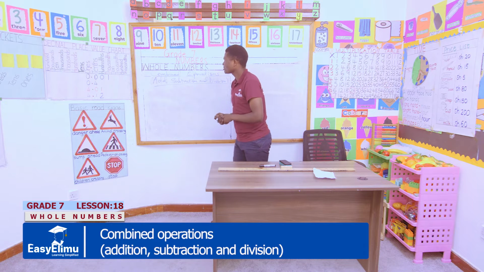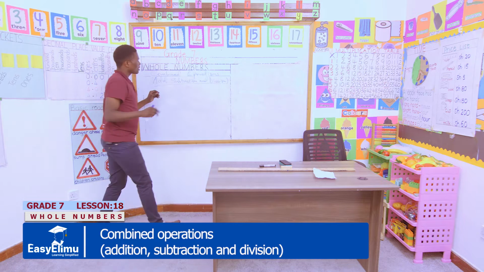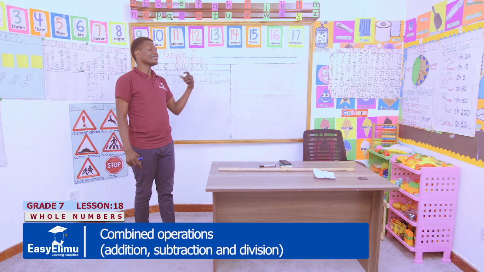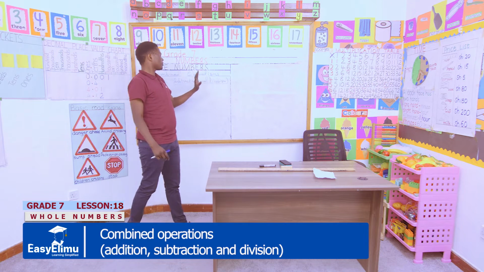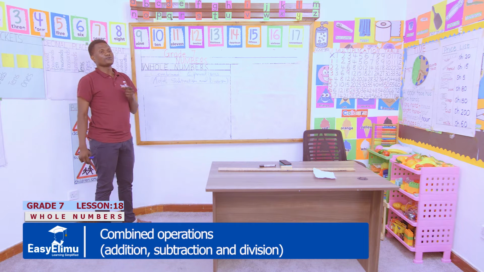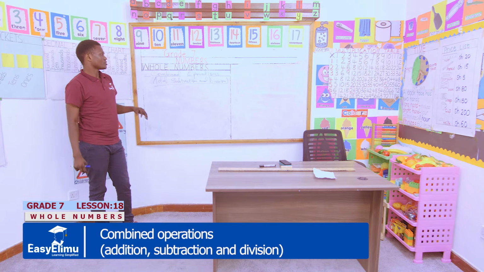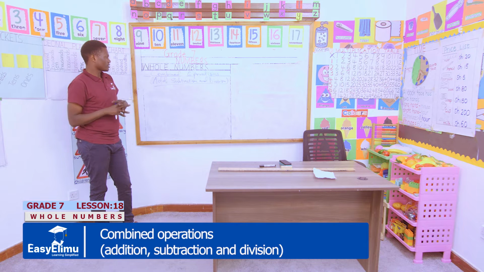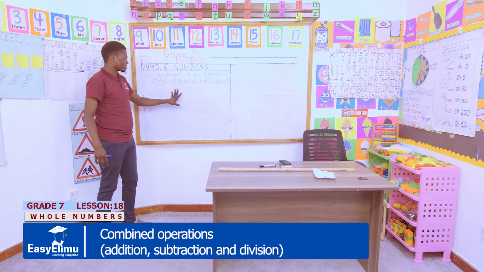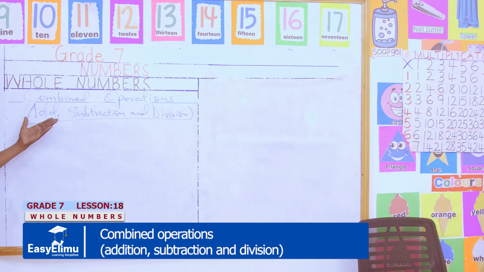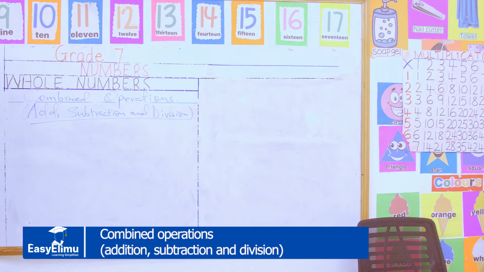In our last session, we discussed combined operations, whereby we had addition, subtraction, and multiplication. And we discussed that before you are able to solve such problems, your proficiency with BODMAS is very vital. You need to understand how to apply the concept of BODMAS. So the same criteria is what is going to guide us here. Let us have a look at some examples and see how we can apply BODMAS when we have addition, subtraction, and division signs in a question.